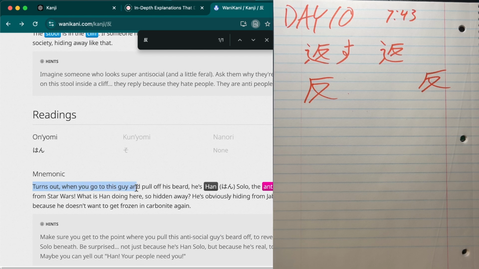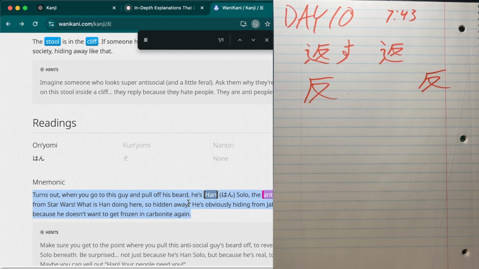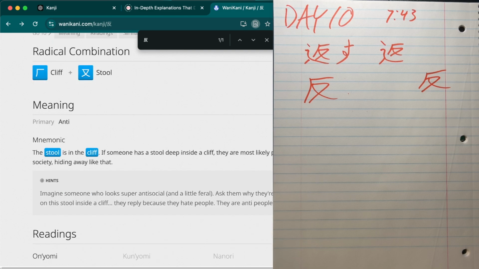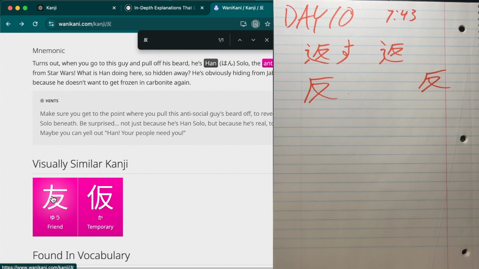Okay. Turns out when you go to this guy and pull off his beard, he's Han Solo, the anti-hero from Star Wars. What is Han doing here? So hidden away. He's obviously hiding from Jabba because he doesn't want to get frozen in carbonite again.